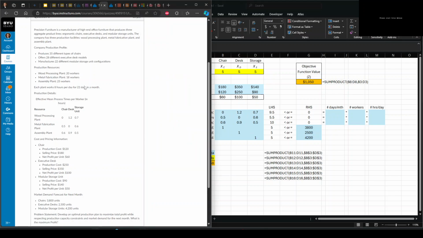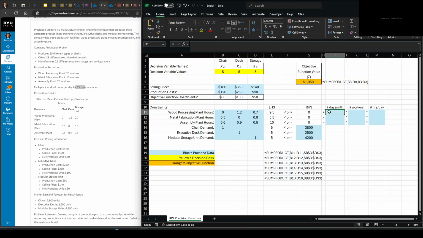In this problem, this is saying 22 days a month, and they each work 8 hours a day. So we'll type in 22 days per month for each plant. And they each work 8 hours a day, so we'll type that in. What's different here is the number of workers. So we have a number of workers for each plant. The wood processing has 20, metal fabrication 18, assembly plant has 24.